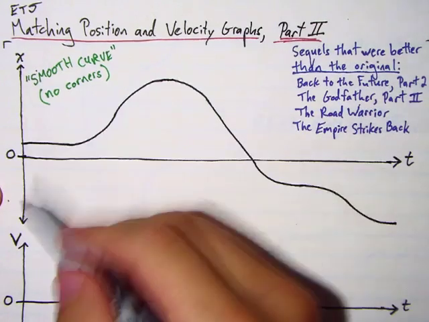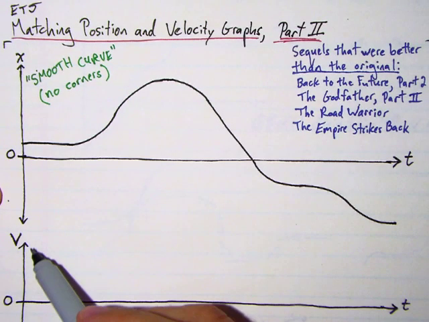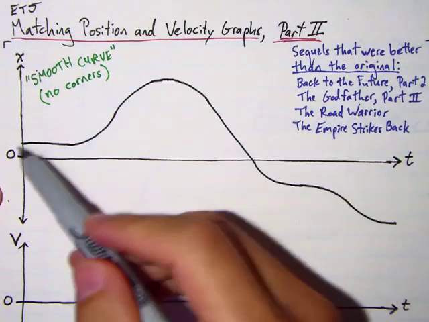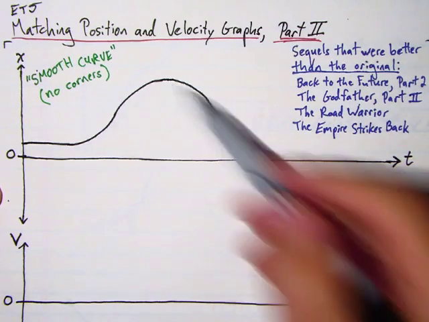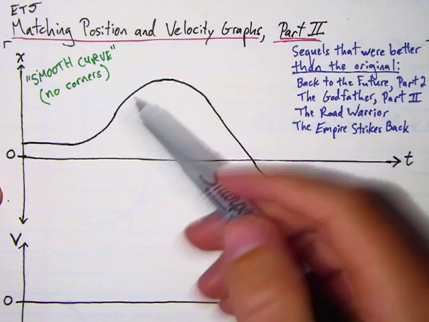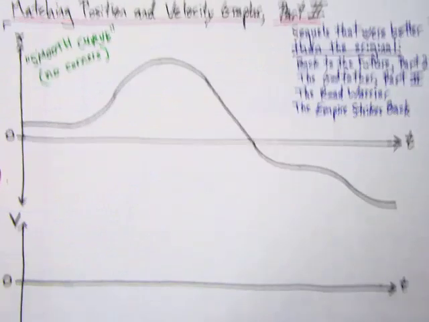We have a position versus time curve that we would like to translate into an instantaneous velocity versus time curve. Notice that this is a smooth curve. There are no corners or sharp angles on it anywhere. Our next example will have corners, so we'll see what the consequences of this smoothness are.